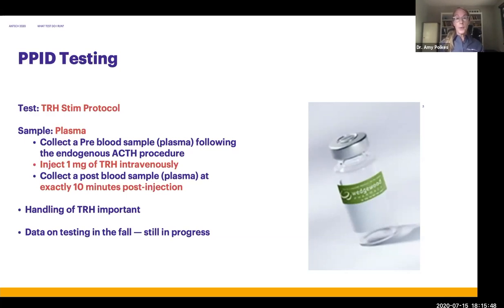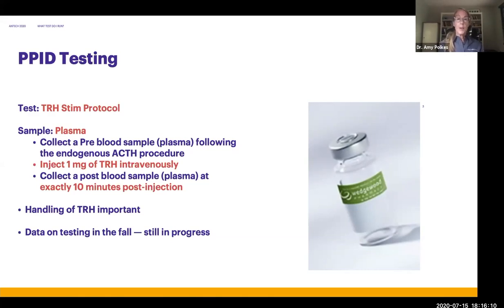So what is that protocol? It's plasma again, so no different. You're going to collect the pre-sample. You're going to follow the ACTH procedure, which is injecting 1 milligram of TRH intravenously, and then you're going to collect a post sample exactly 10 minutes post injection.